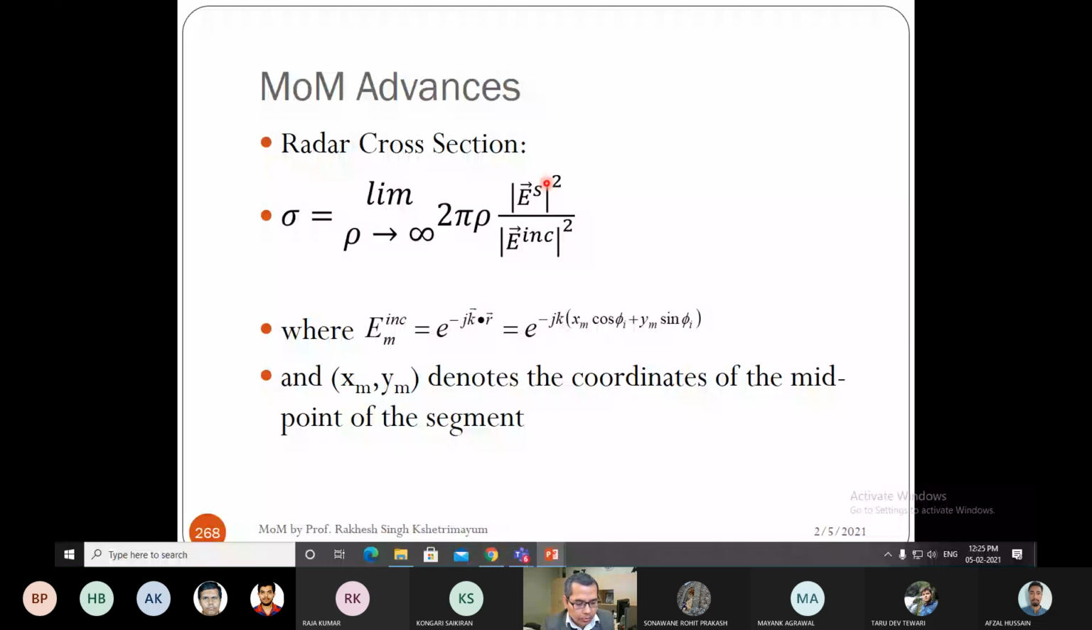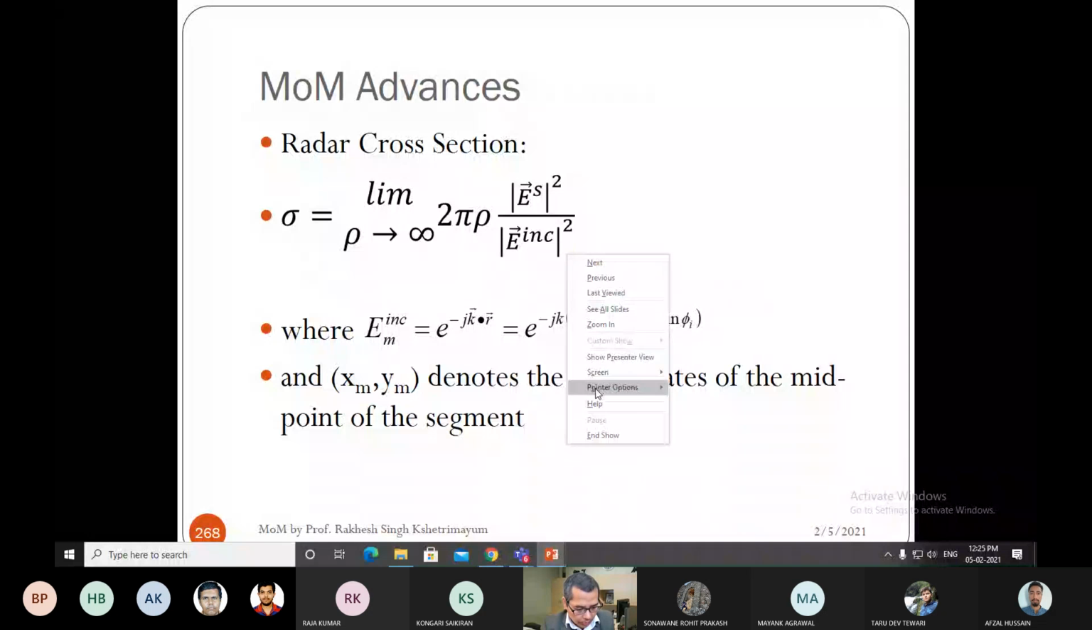That's why this field will have a variation with respect to rho in the far away distance as 1 by square root of rho. That's a signature of a cylindrical wave. So when you square it, you get 1 by rho. So this rho and rho will cancel out. That's why we have 2 pi rho here. So that's how you find the radar cross section. You can write a small program, do the simulation and find out the radar cross section of a cylinder. That's all for the MoM. We can wind up here.